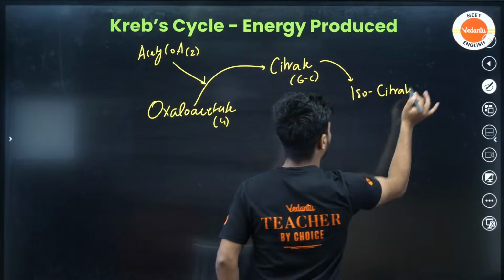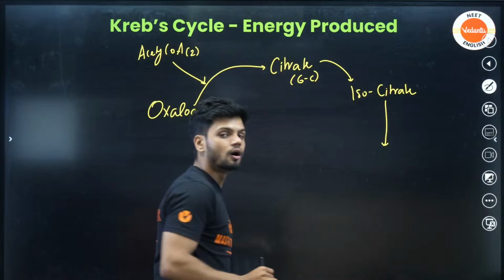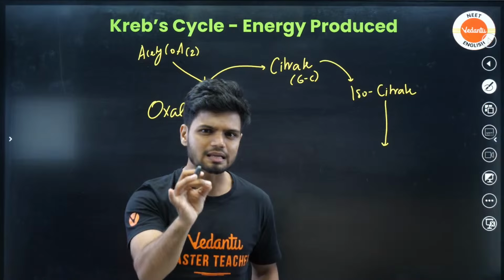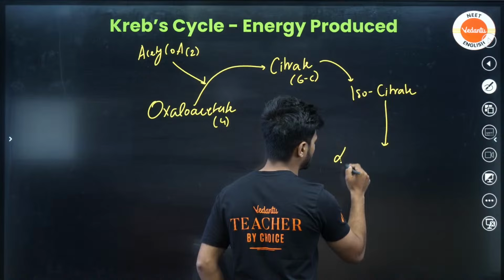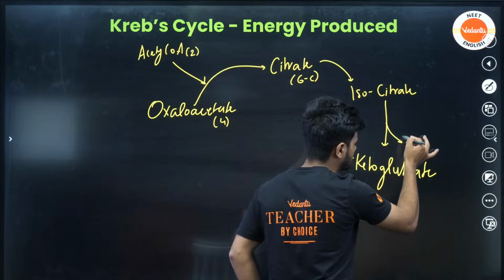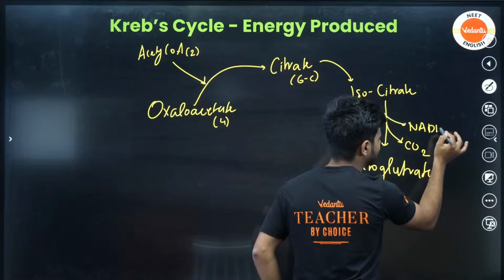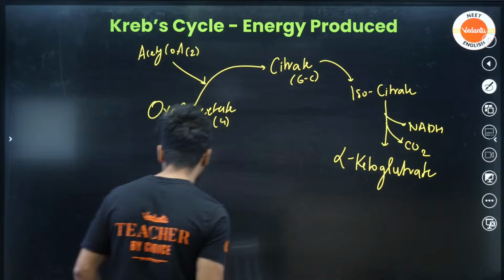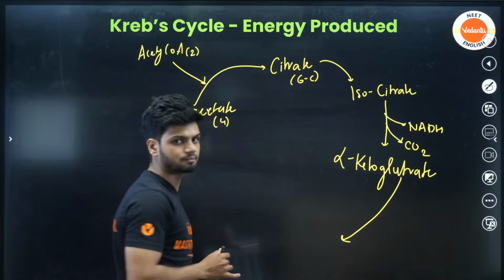Now this isocitrate undergoes oxidative decarboxylation. I'll be teaching you that, don't worry. I'll be showing you each step by step. This isocitrate undergoes oxidative decarboxylation to form alpha-ketoglutarate. And during this process, since this is oxidative decarboxylation, CO2 is released, NADH is also released. Now this alpha-ketoglutarate also undergoes oxidative decarboxylation. Now you know what is oxidative decarboxylation, right?